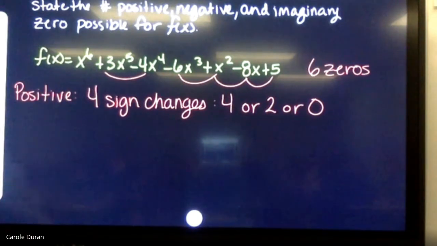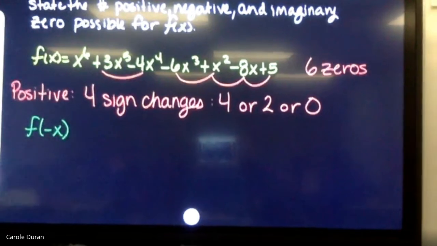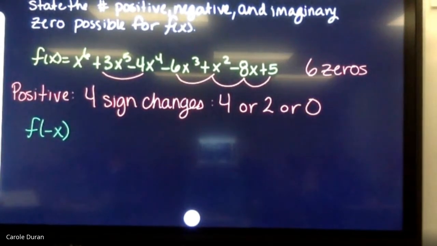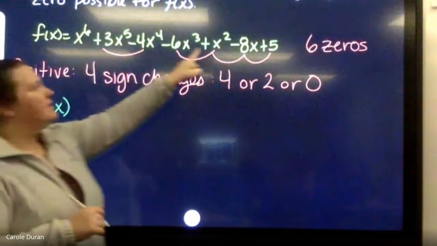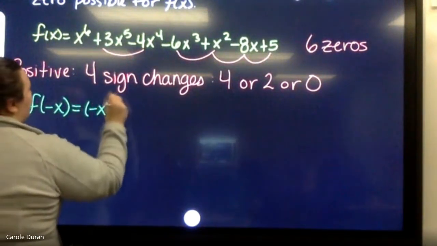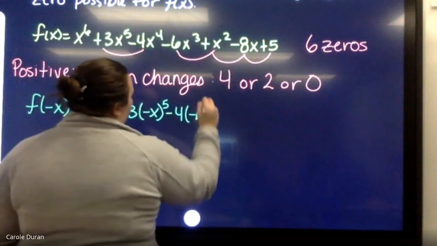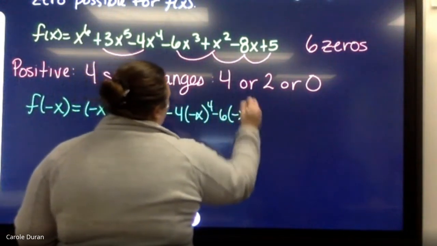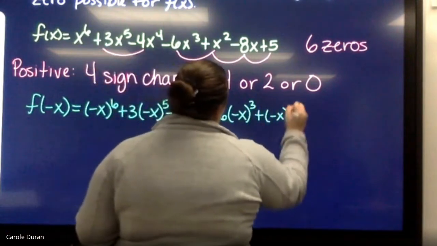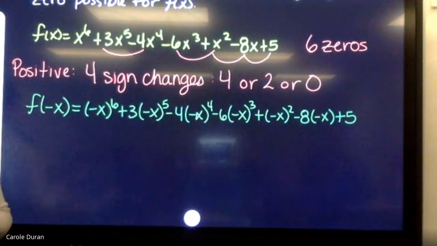Now I do my negative sign changes. So when I do my negative, I'm not dealing with the original function. I'm dealing with the function evaluated at negative x. So I'm going to break it down really far for you the first time so you can see what's happening, and from there we'll just generalize it. So everywhere there's an x in this original function, I'm going to put a negative x. Okay? So this becomes negative x to the 6th plus 3 times negative x to the 5th minus 4 times negative x to the 4th minus 6 times negative x cubed plus negative x squared minus 8 times the negative x plus 5. So everywhere there was an x, I put in negative x.